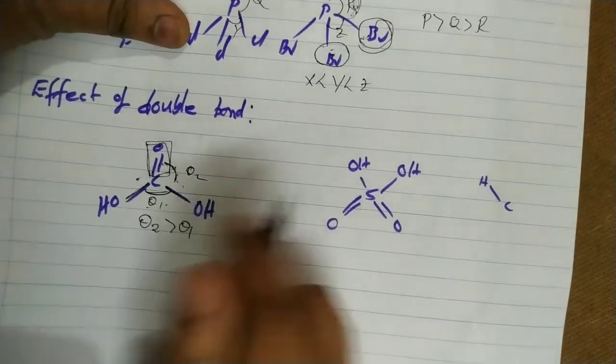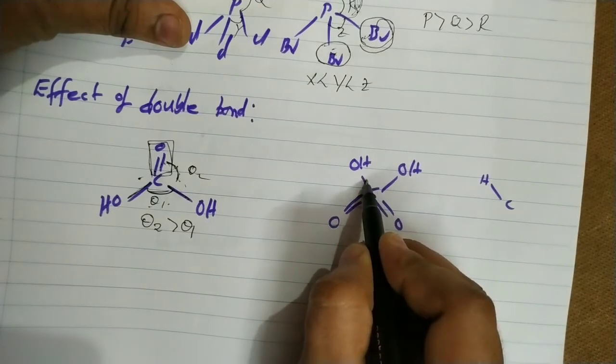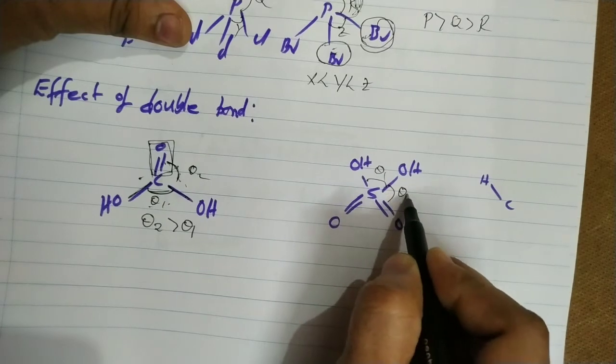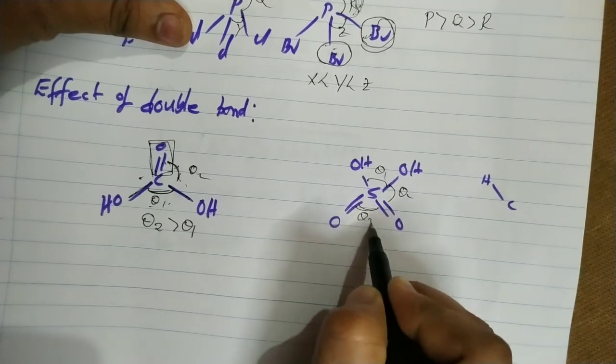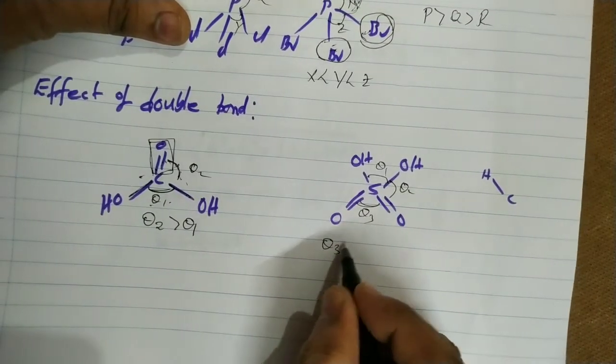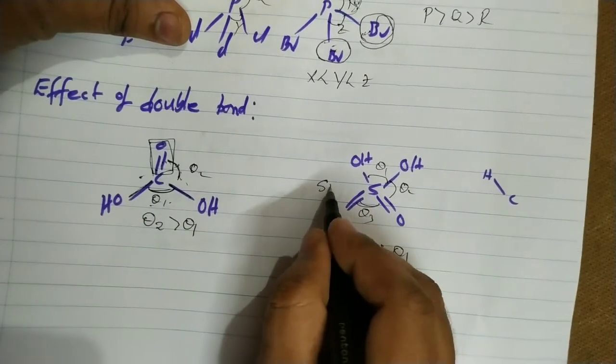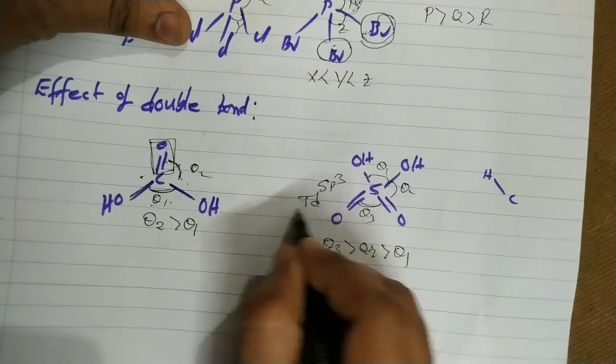And next, in this case also you can take, between two single bonds theta 1, between single bond and double bond theta 2, between double bonds theta 3. So in this case theta 3 is greater than theta 2, greater than theta 1. Of course, here sulfur is sp3 hybridized, with a tetrahedral shape.